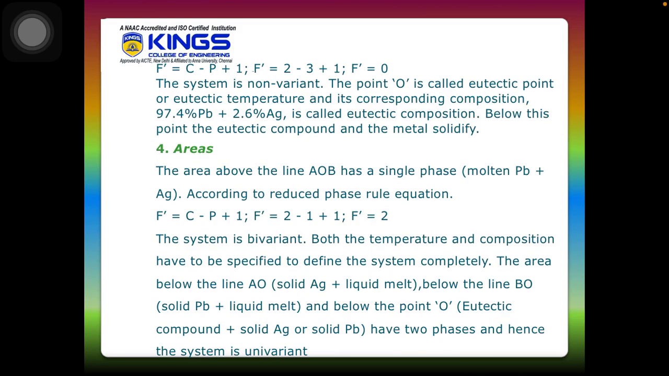Then we will see the areas. The area above the line AOB has a single phase, that is molten lead plus silver. According to the reduced phase rule, F' = C - P + 1, we are getting the degrees of freedom equal to 2. The system is bivariant. Both temperature and composition have to be specified to define the system completely. The areas below the line AO, that is solid silver plus liquid melt, below the line BO, solid lead plus liquid melt, and below the point O, that is the eutectic compound plus solid silver or solid lead, have two phases, and hence the system is univariant.